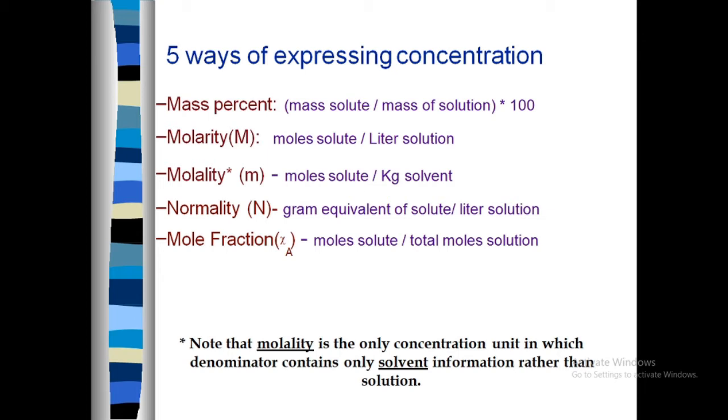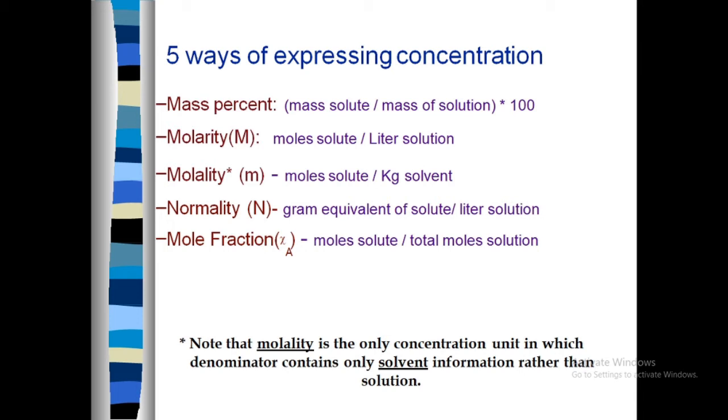Next one, molality. Molality is denoted by small m. It is defined as the ratio between moles of solute to kg of solvent. Next one, normality. Normality is denoted by capital N. It is defined as the ratio between gram equivalents of solute to liters of solution.